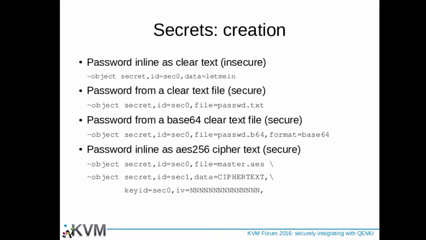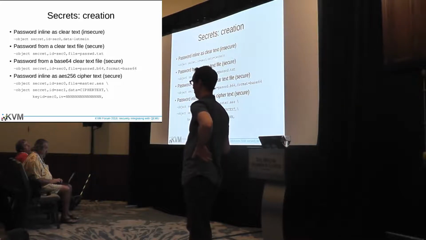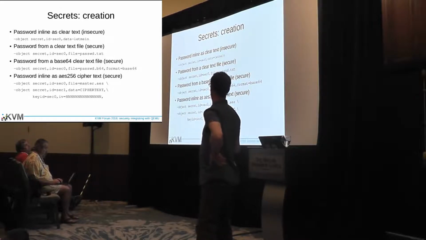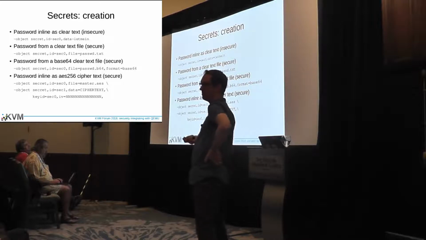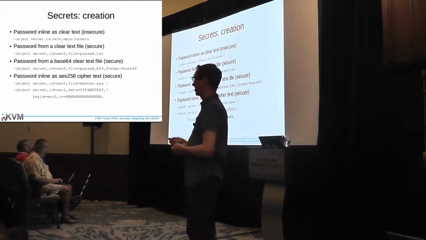So I've got a few examples here of how you would configure this in QEMU. The first example is totally insecure. You don't want to do this except in development. It just passes the secret data as a field on the command line. The second option is you create a text file, put the secret data in that file, and just pass QEMU the file name. And assuming the file permissions are suitably restrictive, then that's secure.